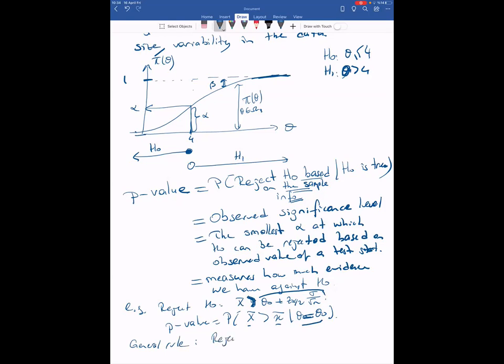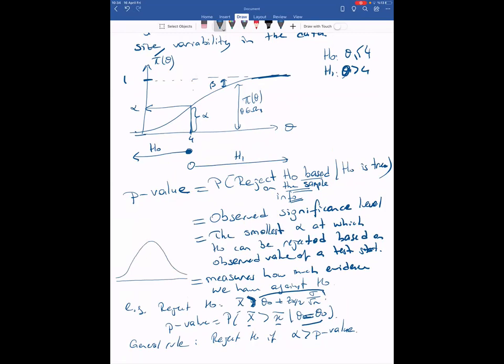reject H0 if alpha is greater than the p-value. This is always the case, but in a two-tailed test we need to multiply this value by 2. We will see that in some examples. Since I don't have any space, I want to draw the picture here.